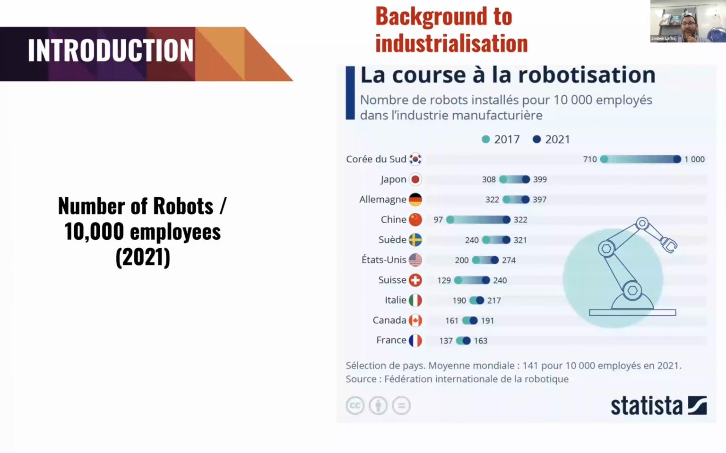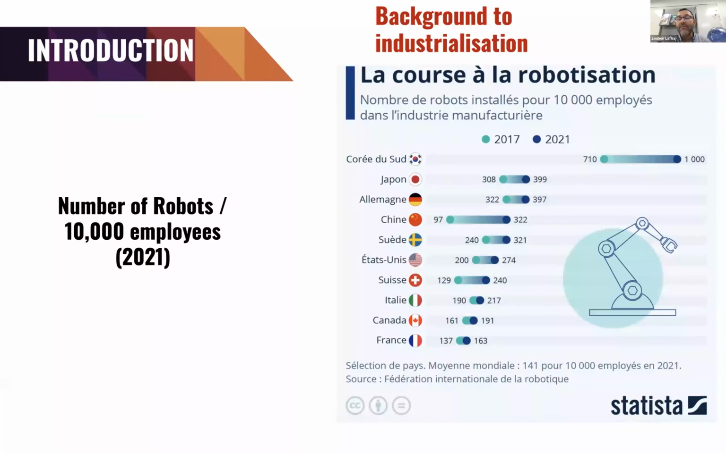Look at this data, 2021. It is the competition in robotization in the world. You see South Korea in the beginning, Japan, Germany, China, Sweden, USA, Switzerland, Italy, Canada, and France. France, we are very, very, very late. And we can explain that.